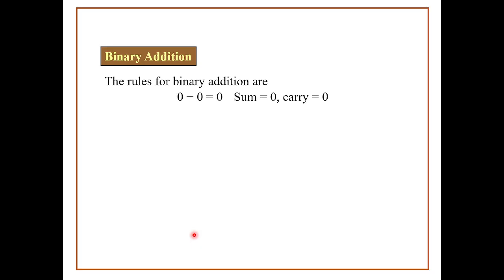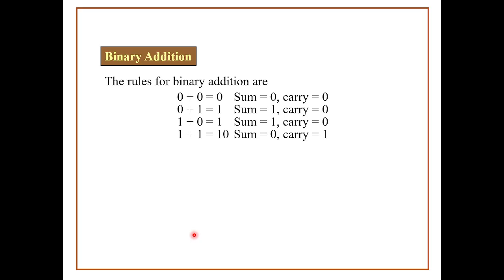The rules for binary addition are: 0 plus 0 is 0, sum 0 and carry 0. 0 plus 1 is 1, sum 1, carry 0. 1 plus 0, you get sum 1, carry 0. 1 plus 1, you got 1, 0. So in this case, we call it sum 0 and it carries 1.